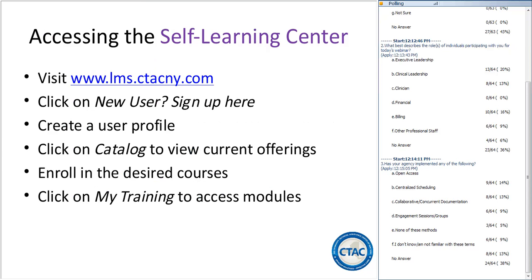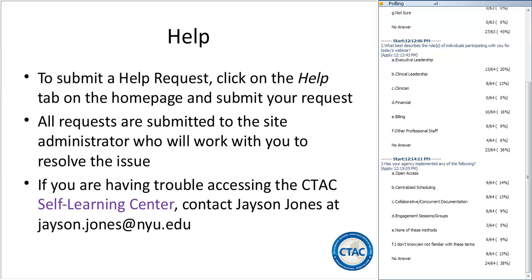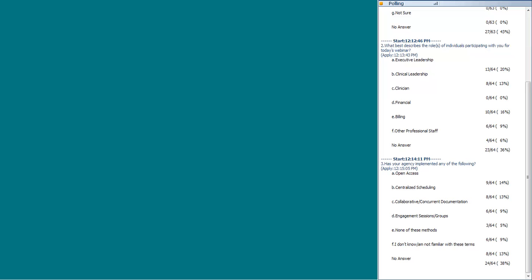You would click on Catalog to view the current offerings, and then you would enroll in your desired course. From there, you'd click on My Training to access any modules. So to enroll in BEAM, you'd actually follow that same process. You'd go to Catalog, click on the BEAM course, and from there you can actually see everything in your training section. So I'll actually take you through that in just a second.